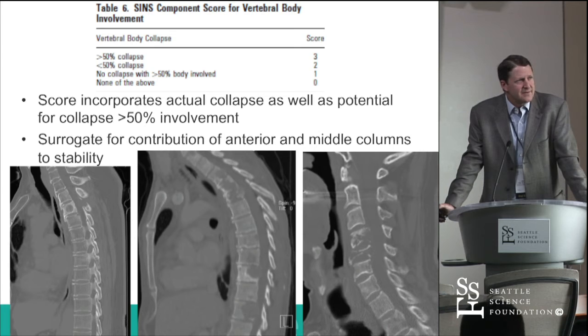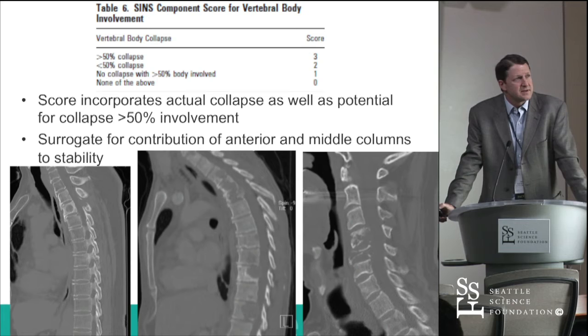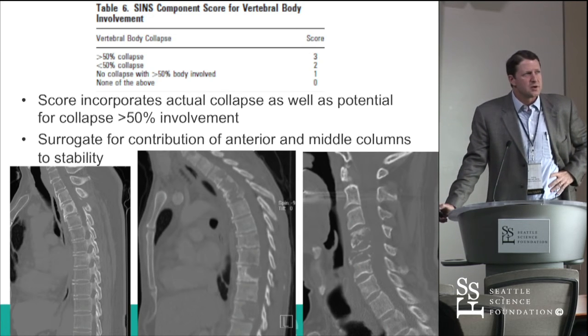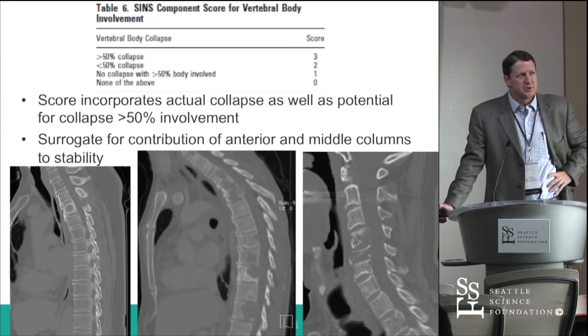And then the one on the right obviously has significant collapse at 2 adjacent levels. So there's some significant stability issues. And really this score is a surrogate to describe the contribution of the anterior and middle columns to stability.